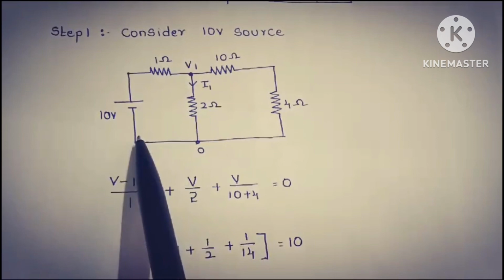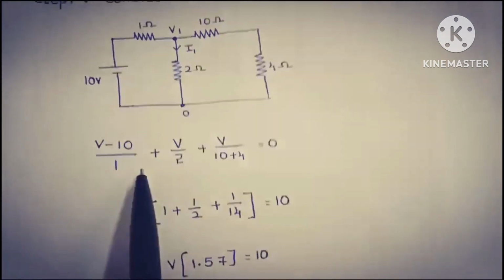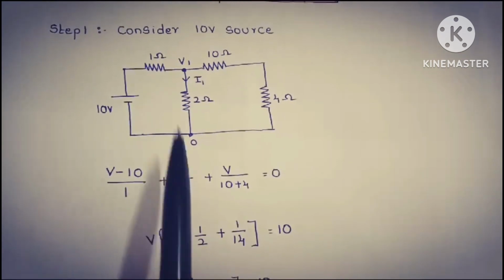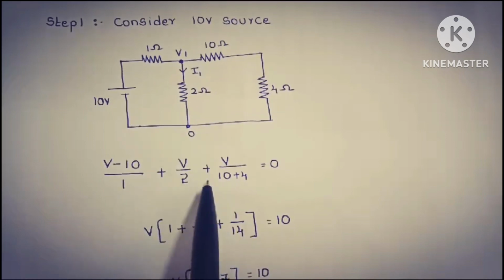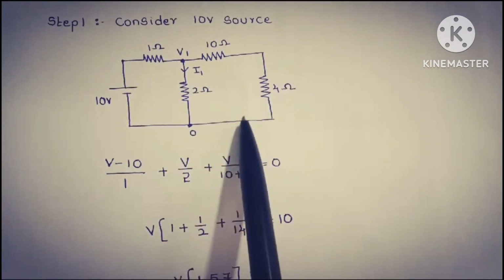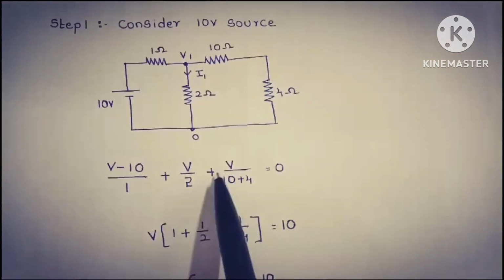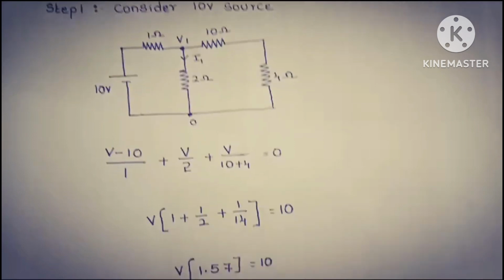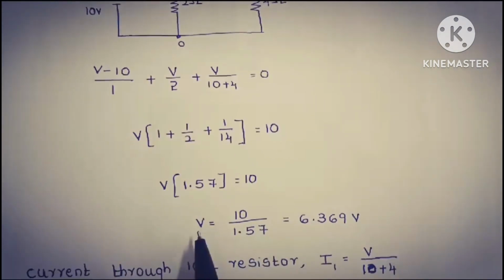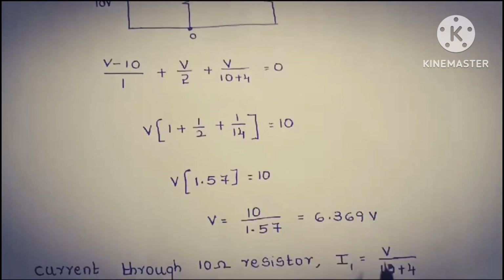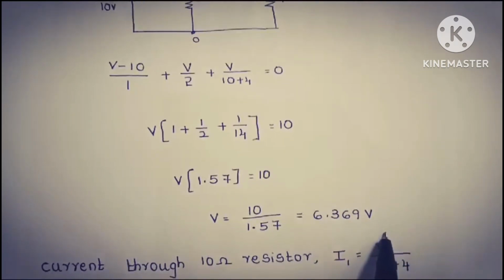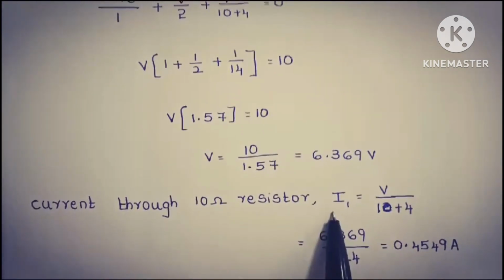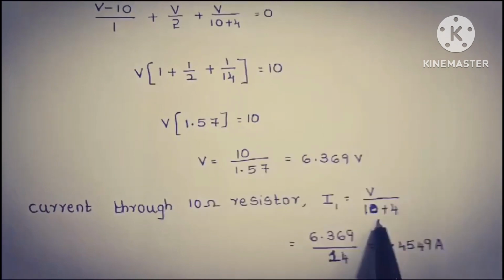In the first path, we have a voltage source of 10 volts. Therefore, we write the equation as (V minus 10) by the resistance value, that is 1, plus V by 2, plus, in the third path I have two resistors connected in series, therefore V by the sum of the resistances 10 plus 4, that is equal to 0. When we solve this equation, the voltage V is equal to 6.369 volts.